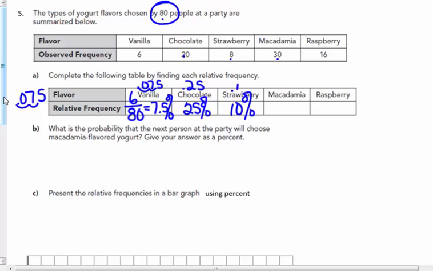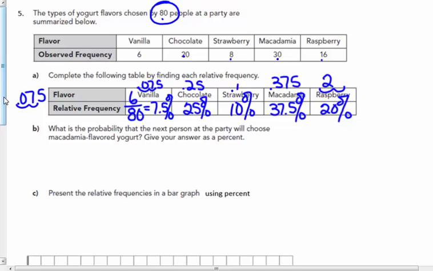Macadamia is 30 out of 80. What percent is that? 37.5. Very good. It would be 37.5%. And then raspberry, 16 out of 80 would be 20%. Yes, it gives you the decimal 2/10, which we changed by moving it 2 places to the right, 20%.